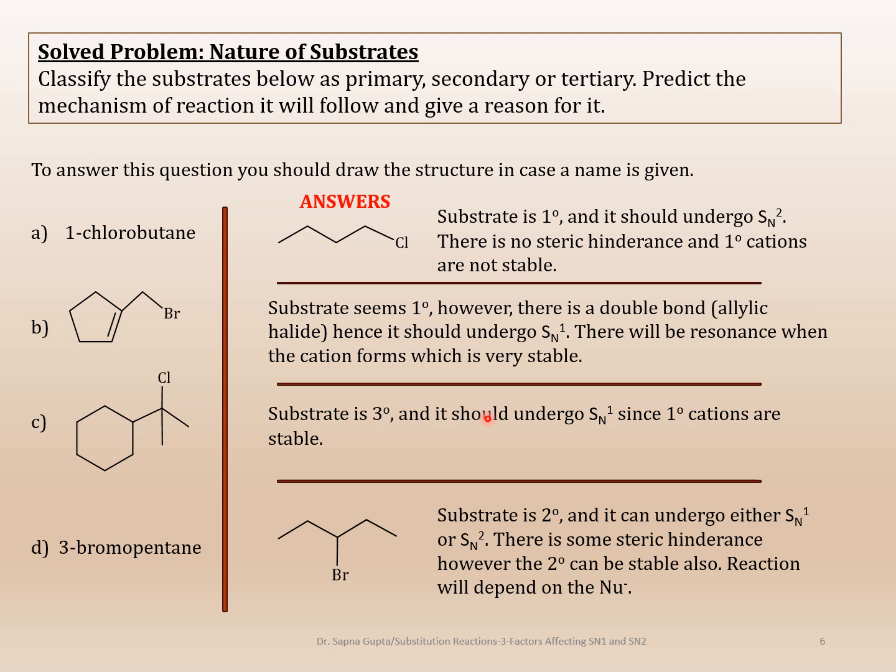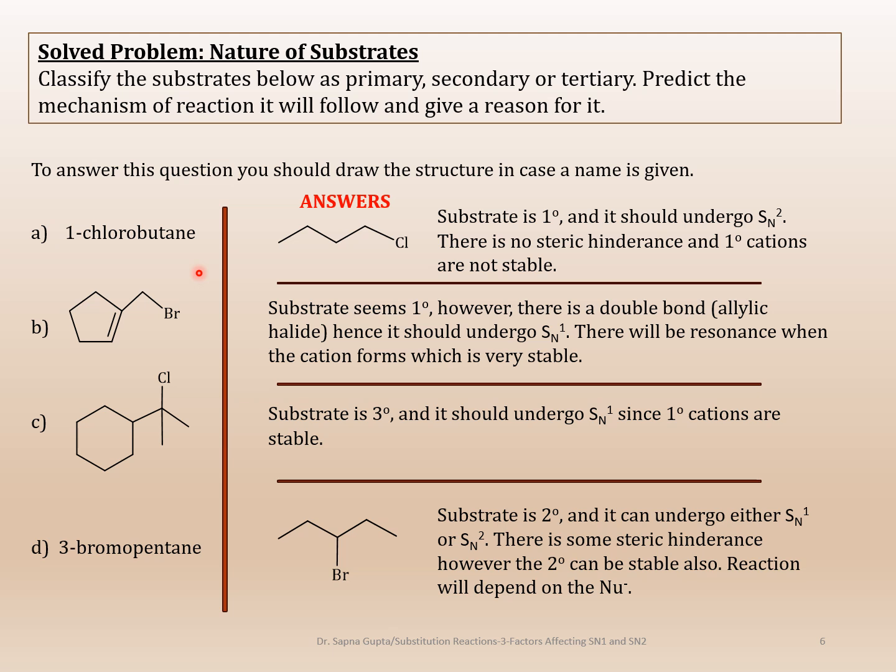So here are some solved problems for the nature of substrate, because you have to be able to look at the substrate and then be able to predict what kind of reaction it will be able to do, whether SN1 or SN2, okay? So classify the substrates as primary, secondary, tertiary, and predict the mechanisms of the reaction. And we're not talking about nucleophile, like what kind of nucleophile, we're not mentioning that at all. So here it is just a matter of predicting what you think it might be, SN1 or SN2 reaction. So here you have 1-chlorobutane.